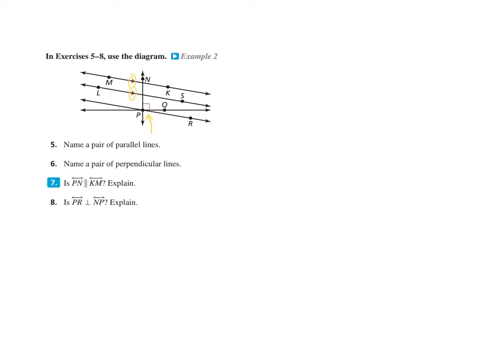All right, so number 5. Name a pair of parallel lines. So how do you name lines? You need 2 points or a lowercase letter. So MK is parallel to LS. Make sure you grab the right letters. And number 7 is PN.